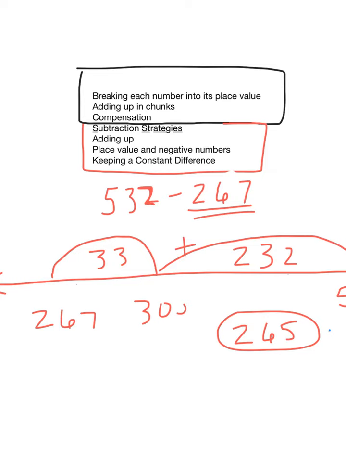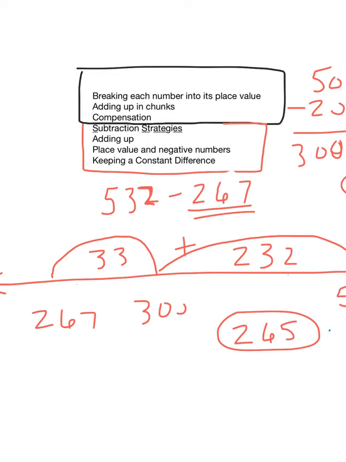Now, if we use place value negative numbers, place value negative numbers is saying that we have 500 plus 30 plus 2. We have 200 plus 60 plus 7. And again, we're subtracting. So if I lose 7 from 2, I'm at a debt of 5. If I lose 60 from 30, I'm at a debt of 30. 500 minus 200 is 300. So I'm left with 300 minus 30, which is 270, minus 5, which is 265. Again, same answer, but that's place value negative numbers.